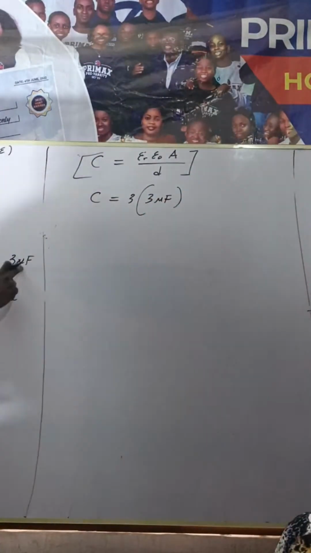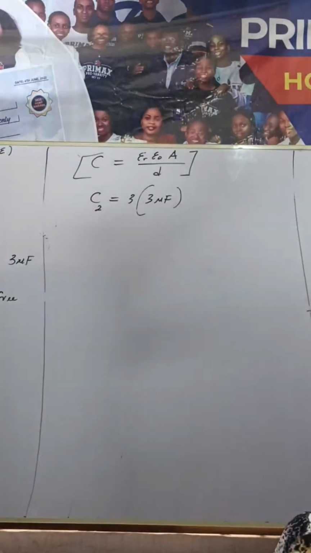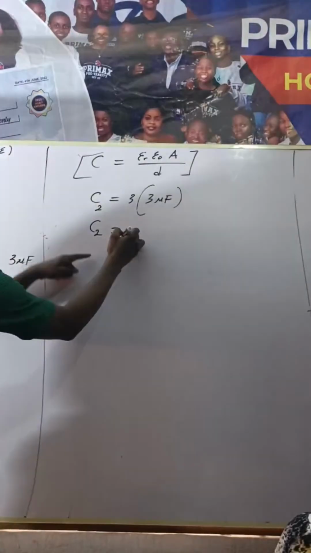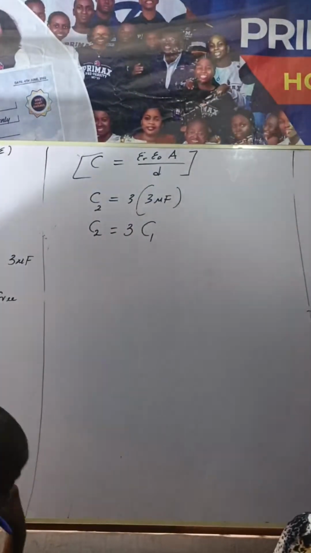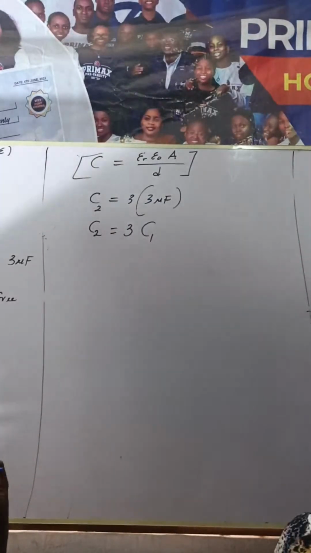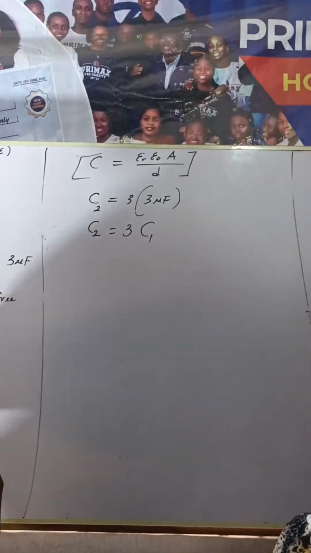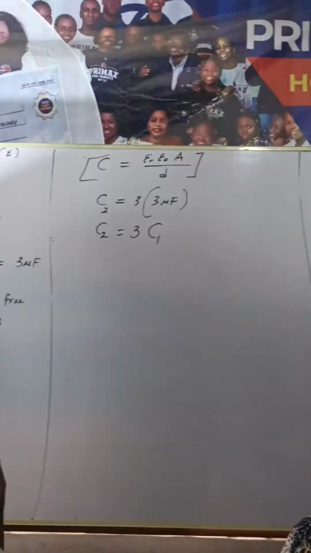Let's say this is C2 and this is C1. C1 gives me 3 microfarad, C2 gives me this. So C2 is 3 times C1. That's what I mean by relative. So it is 3 times more than C1. I don't know if you get the logic I'm putting behind this story. This is what I'm saying. Let's say you do a calculation.